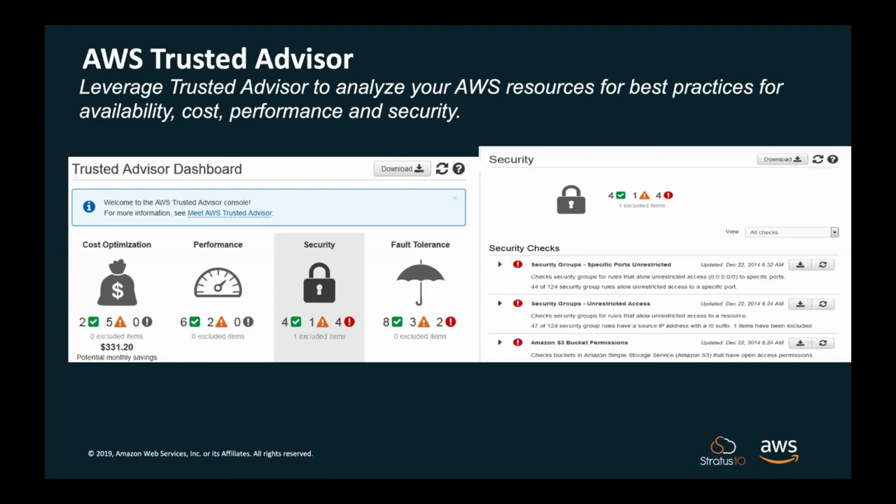At the base level, it gives you a certain threshold of checks, and if you have a higher support level, it adds a lot more checks that you can look into. But even at the base level, you're going to get some great security checks, like looking for security groups that might be open to the world. It gives you some cost optimization reports as well. This is the security module, so let's focus on security here. It's a great place to check to see what's going on.